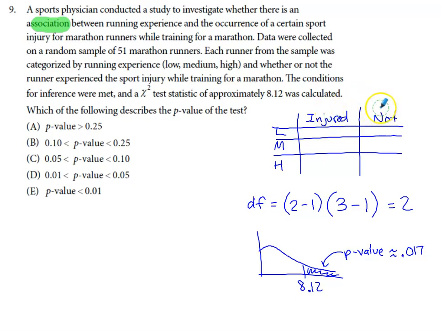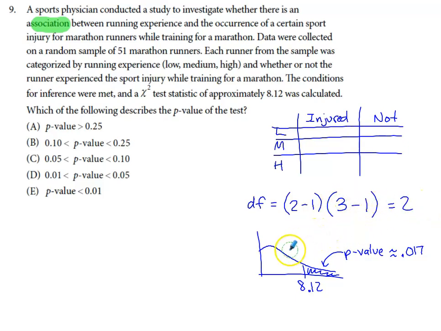number of columns you have, which is 2, taken down by 1, times the number of rows you have, 1, 2, 3 rows, also taken down by 1, and then multiplying those results together. So that ends up giving you 1 times 2, or 2 degrees of freedom.